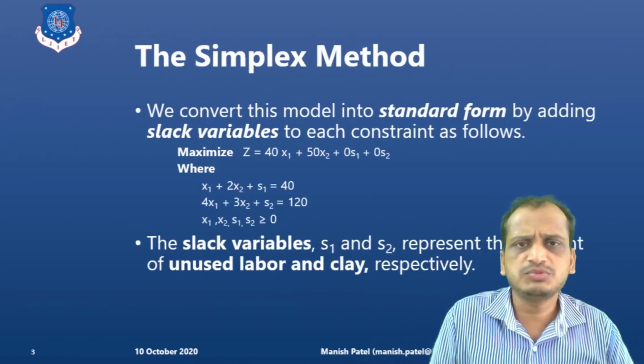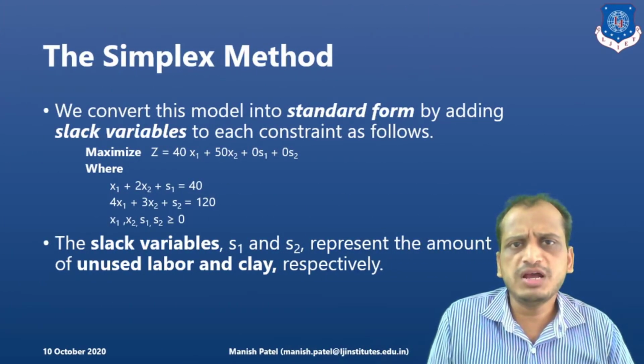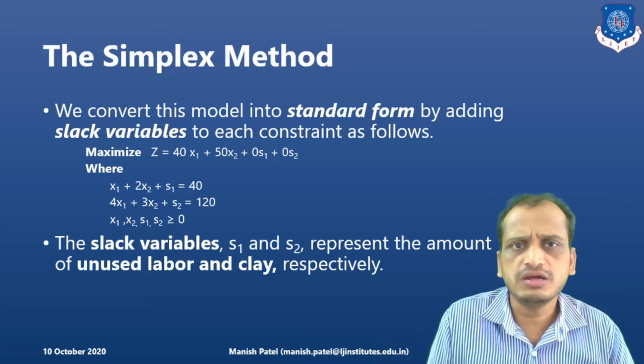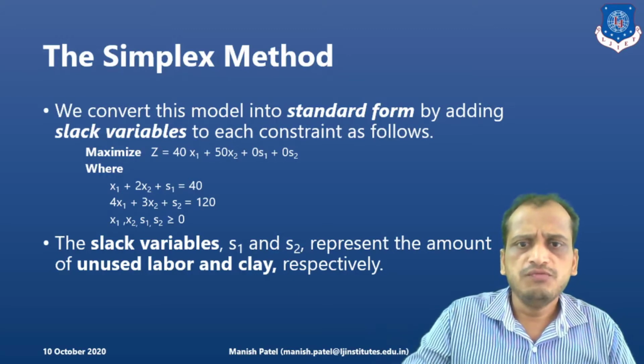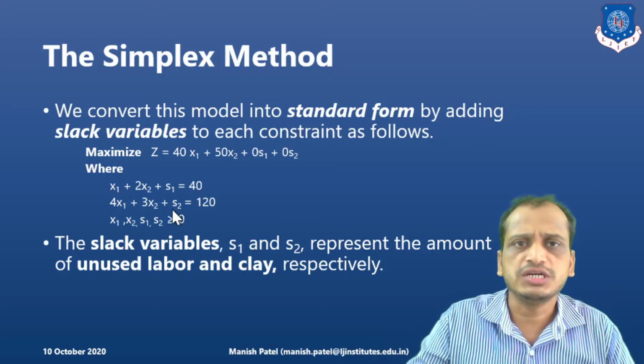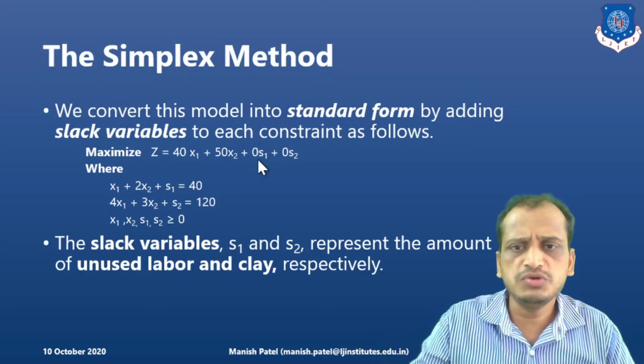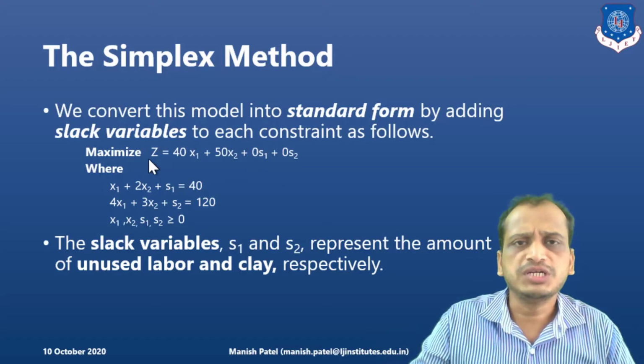So let's look into the steps of simplex algorithm. First of all, the linear programming problem will be converted into a standard form. So how do we do that? We introduce slack variable S1 and S2 to balance the constraint inequalities. So here we have used S1 for the first constraint and S2 for the second constraint. So x1 plus 2x2 plus S1 equal to 40. 4x1 plus 3x2 plus S2 equal to 120. Obviously S1 and S2 are greater than equal to 0 and their contribution is 0 in the objective function.